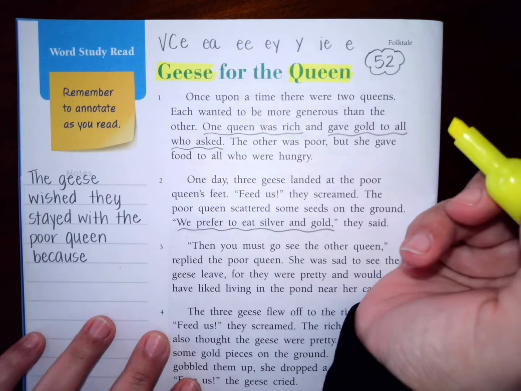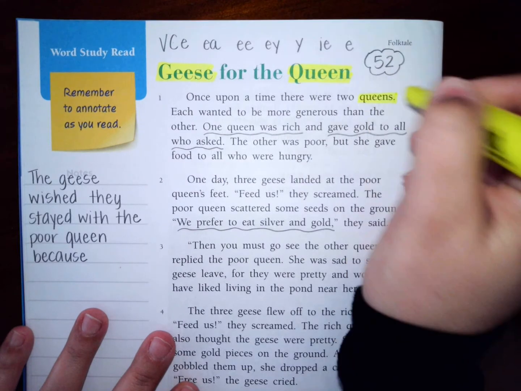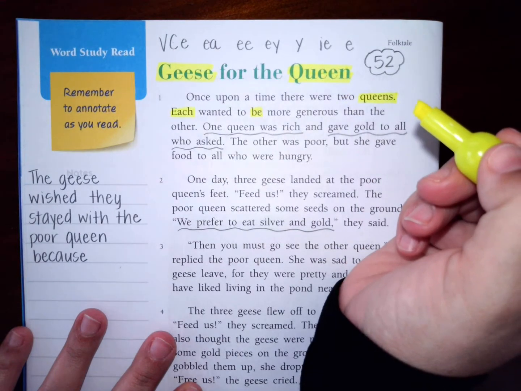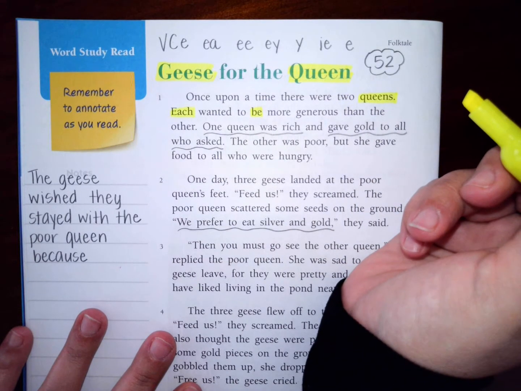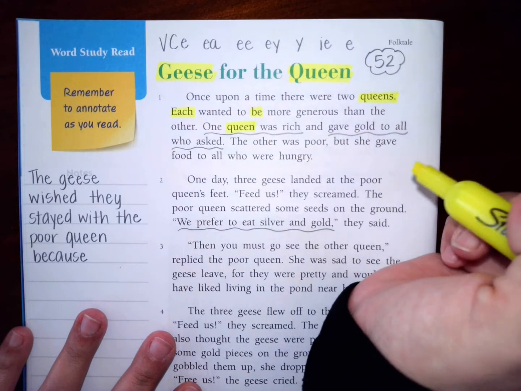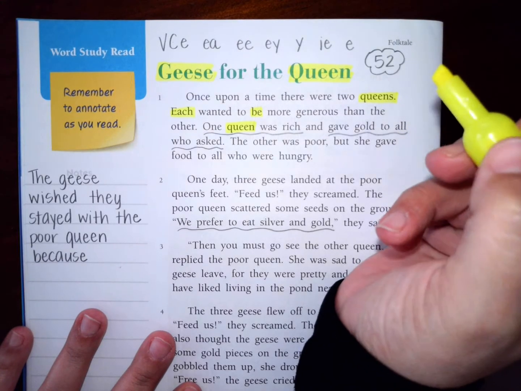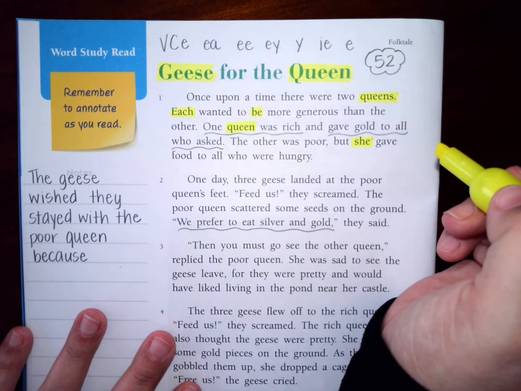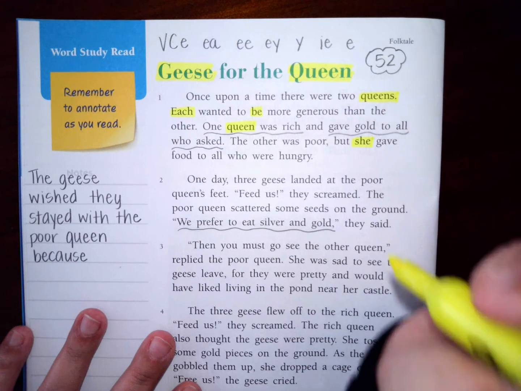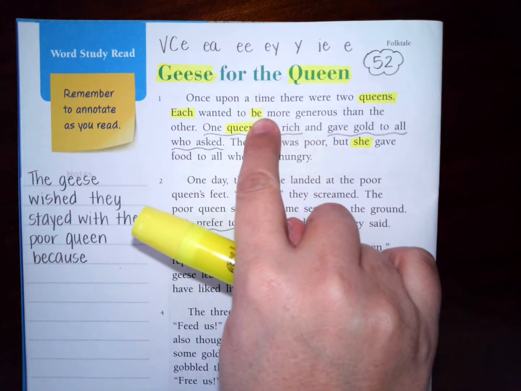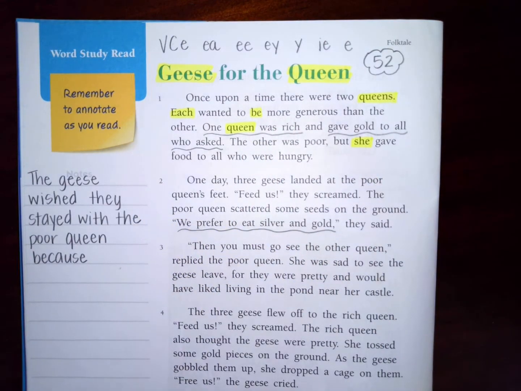Let's keep going. Once upon a time, there were two queens. Each wanted to be more generous than the other. One queen was rich and gave gold to all who asked. The other was poor, but she gave food to all who were hungry. I don't know about you guys, but when I was reading this the first time through, I kept forgetting these small little words that just have the E. I was looking for bigger, longer words. So I had to read it a couple times.